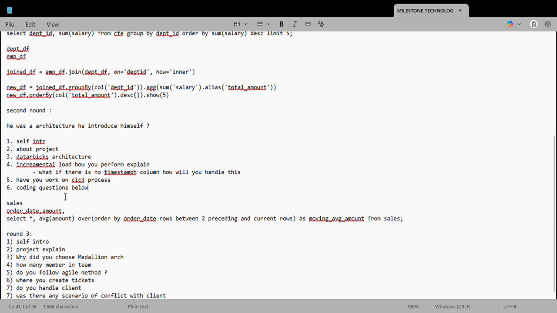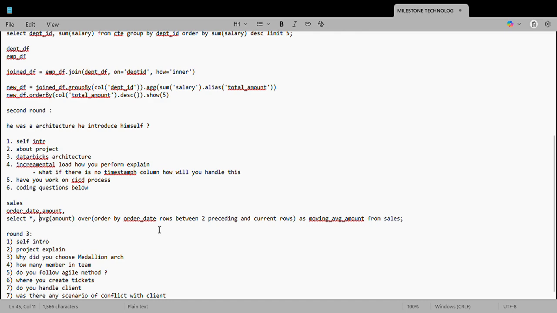Then he also asked a coding question. The coding question was like this. There is a sales table where we have columns called order date and amount, and he's asking for the last 3 days average amount, that is, two preceding and current row, for that particular order date. That kind of question it is.